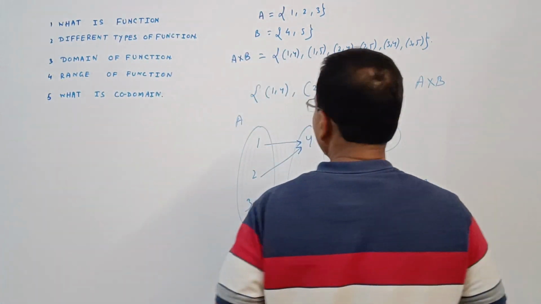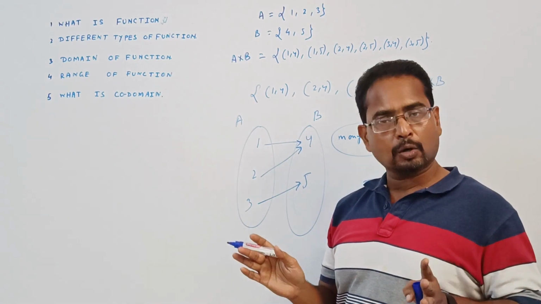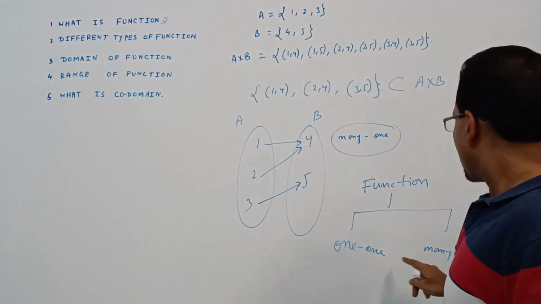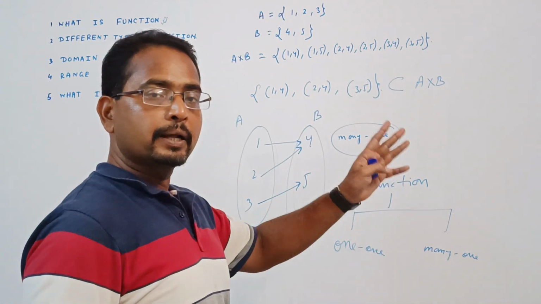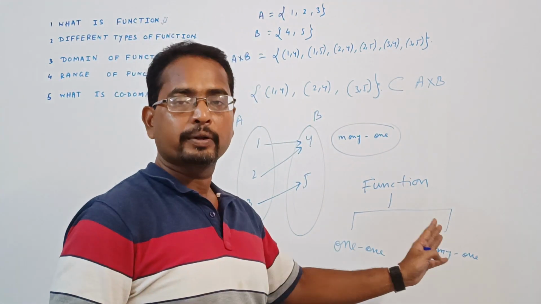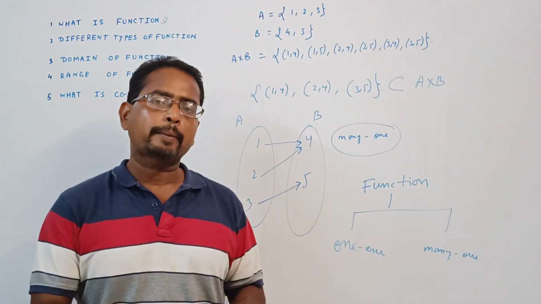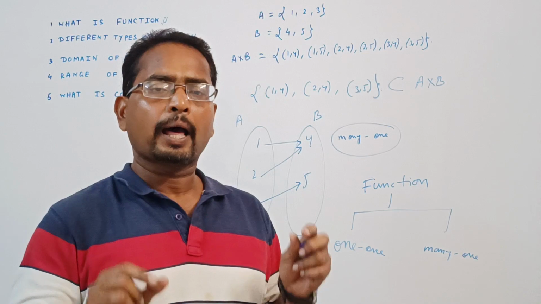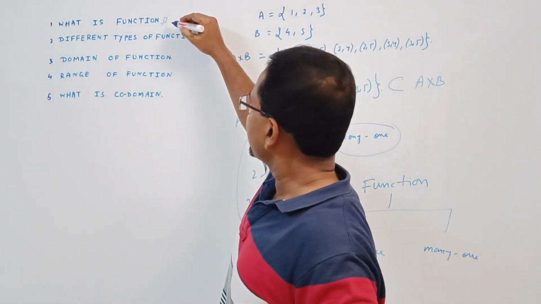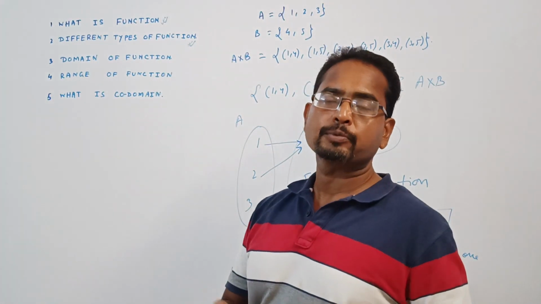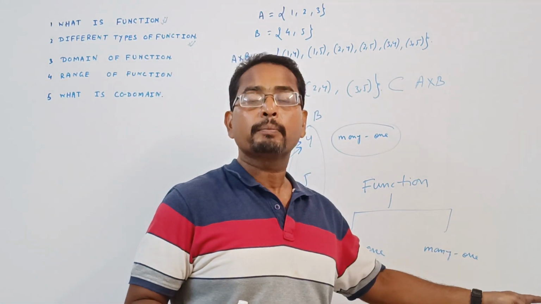So over here we came to know what a function is. Functions are nothing but relations, but all relations are not functions. The relations which are 1 to 1 and the relations which are many to 1, those types of relations are called functions. So what is a function? Functions are nothing but relations. Which types of relations are called functions? If the relation is 1 to 1 or many to 1, then the relation is called a function. So we came to know what a function is and the different types of function, meaning a function can be either of 1 to 1 type or many to 1 type.